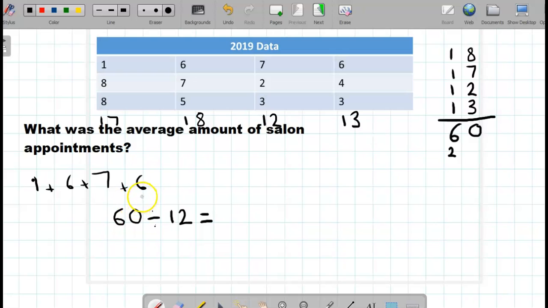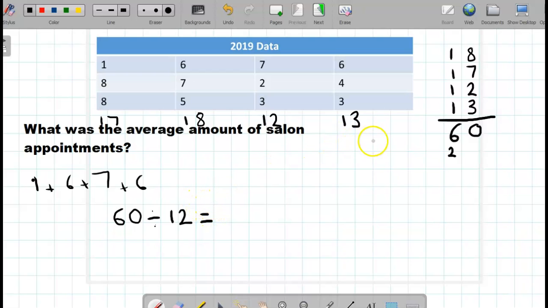So 60 divided by 12. I know the answer to this mentally purely because I did a lot of times tables as a child at school, and I'm quite confident with my 12s. Someone who wasn't confident with their 12s might not be able to jump to the answer straight away.